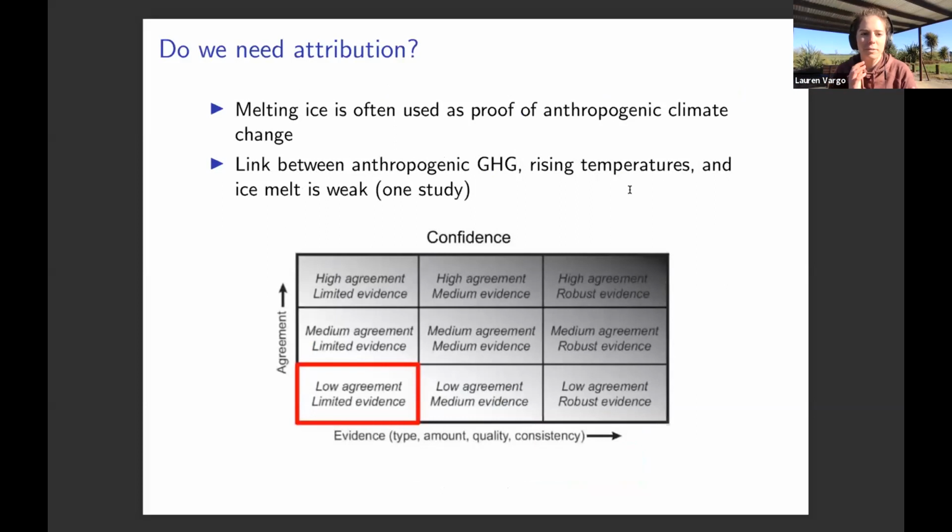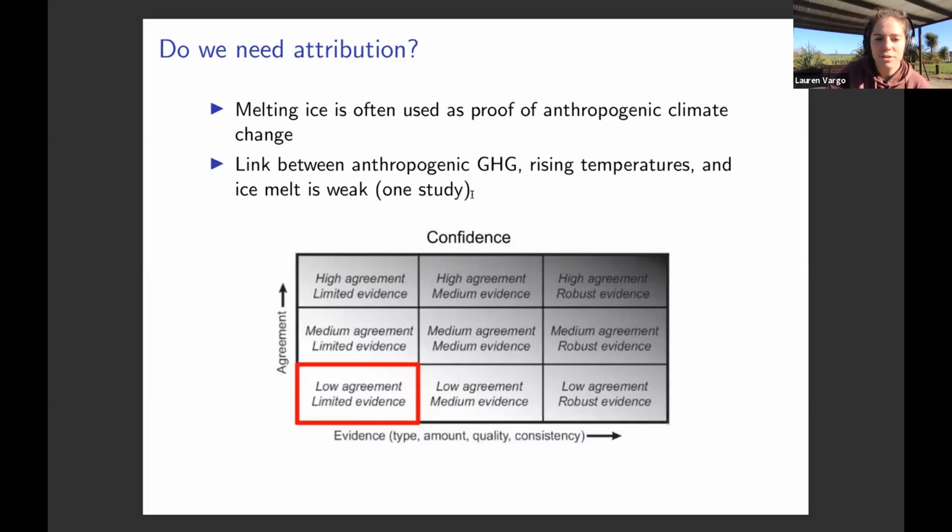So melting ice from glaciers is often used as proof of anthropogenic climate change. But it's not something that we formally know. A lot of times when I've presented this work, many scientists wonder if it actually needs to be done, because we know that temperatures are rising, and we know that as temperatures rise, ice should melt more. But there is a real benefit to being able to formally show this link between melting ice and climate change. And that link has only been shown by one study previously.